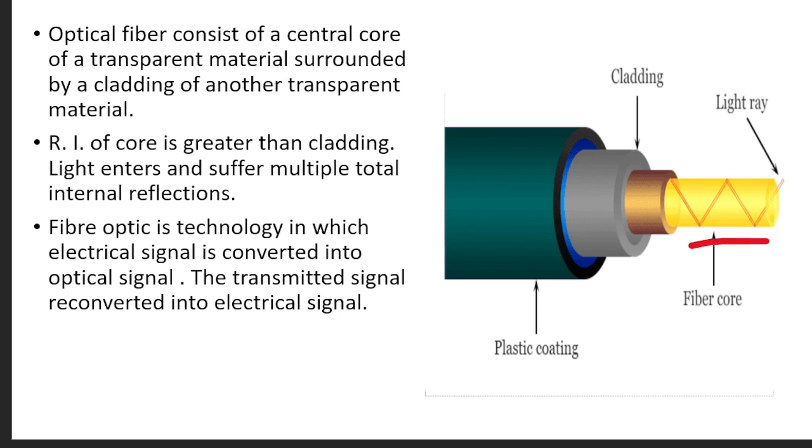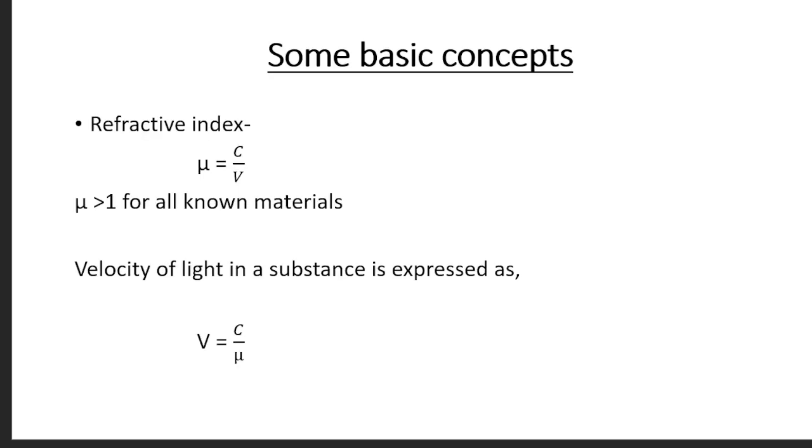So fiber optics is the technology in which your electrical signal is converted into an optical signal. By using this core, your optical signal, the data or the information, is transferred, and again at the output you will receive the electrical signal. That means first the electrical signal is converted into a light signal, and that optical signal is again converted into an electrical signal as the output. So this is all about optical fiber.